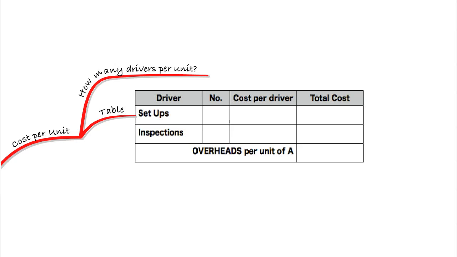So this is, remember, allocating out the overheads. So we'll take the setups, multiply the number of setups for a unit by the cost per setup, and that will get us our total cost. The inspections, the number of inspections times the cost per inspection will get us the total inspection costs. Adding those two up, the total inspection costs and the total setup costs, will get us our overheads per unit of A. Remember, this just allocates out the overheads. So to get the total cost of a unit of A, we'll need to add in our materials costs and our labour costs. But the ABC will allocate out the overheads and get us our overhead cost per unit.